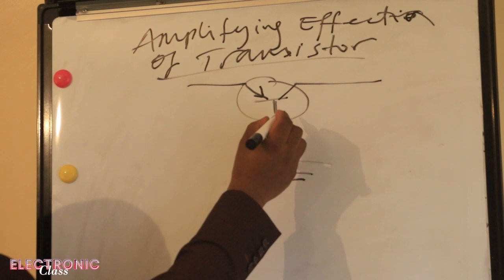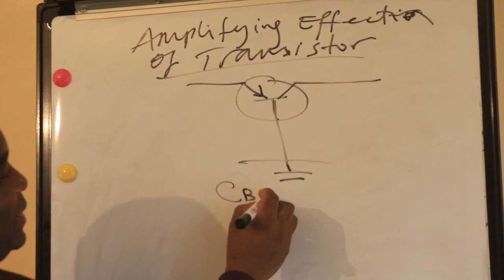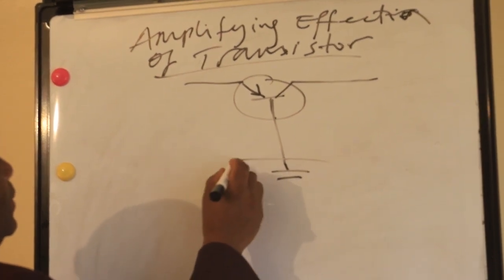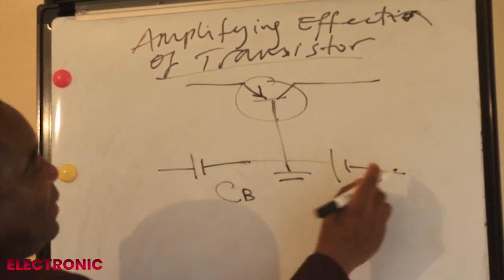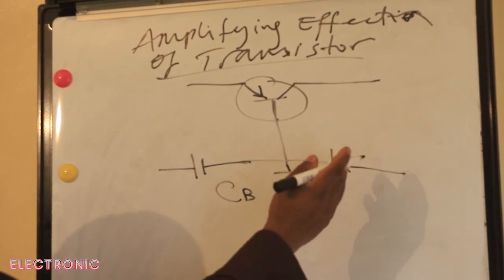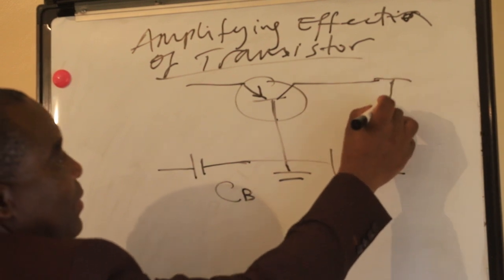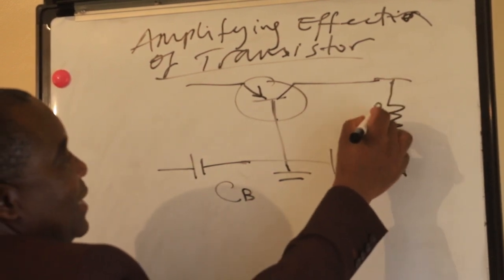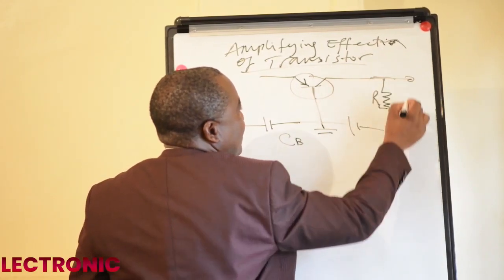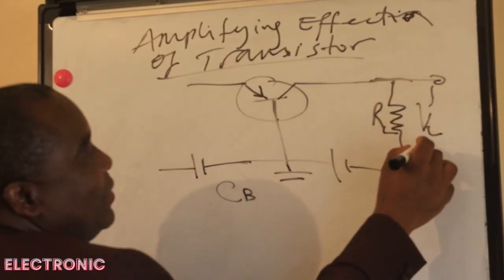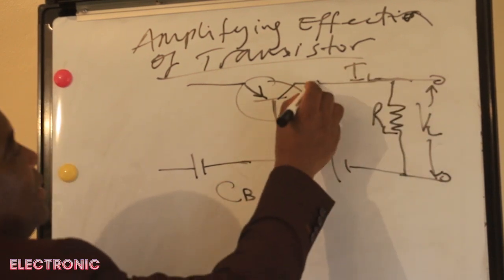This is a ground. This is a common base configuration. We have our battery source here, and our battery source on the output side. Here we have our load resistor, and we have output voltage VL, load voltage. Here we have load current IL.